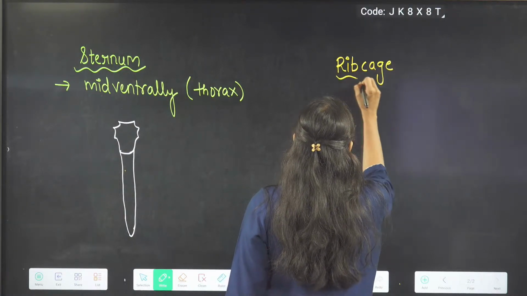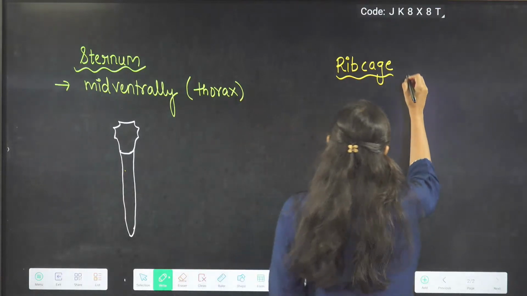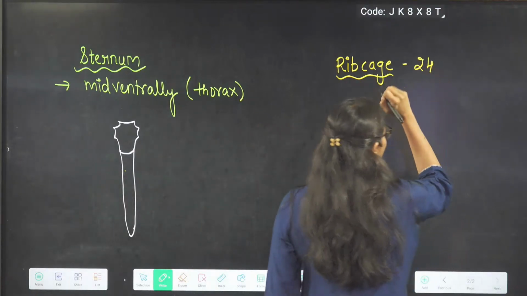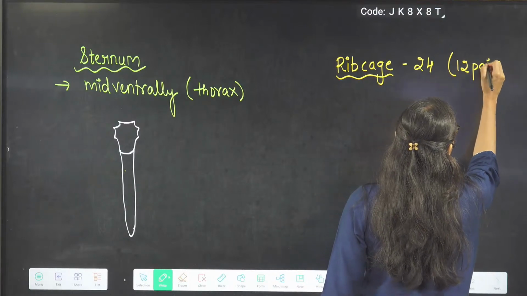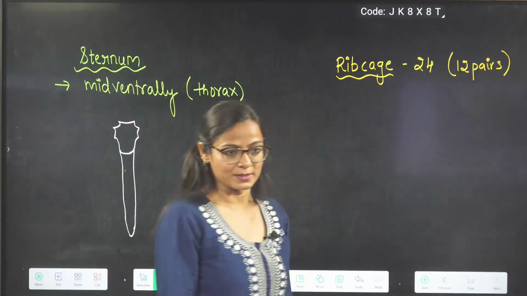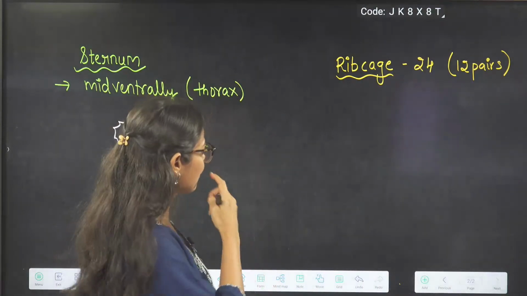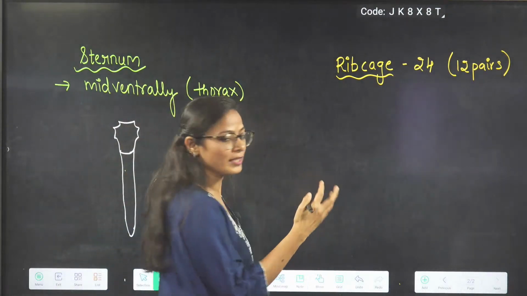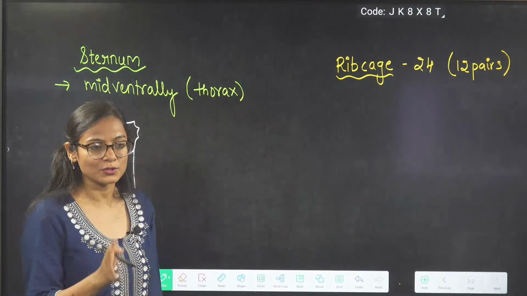So why is it called the rib cage? Because all those ribs form a cage-like structure, right? In total, how many are there? There are 24. That means 12 pairs of ribs, right? 12 pairs, and in total, what would be the count? 24. Okay. Now, how are the ribs attached to the sternum? That I'm going to tell you, right?